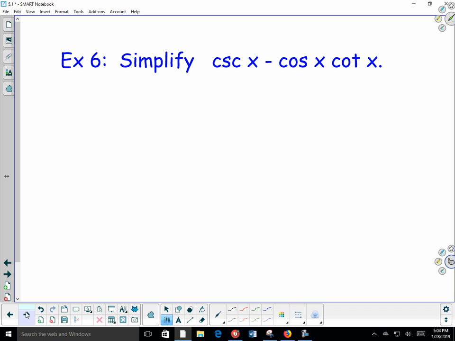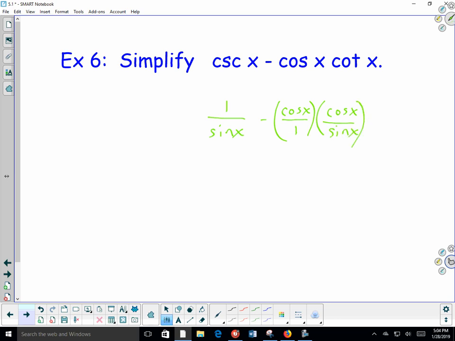Okay, let's take a look at example 6. This one says cosecant x minus cosine x times cotangent x. For this one, it may be helpful to rewrite everything in terms of sine and cosine. So if we try that, we know cosecant is really 1 over sine x. I'm using my identities. And then I get minus cosine x. Well, I could think of that as cosine x over 1. And then cotangent x is cosine x over sine x.